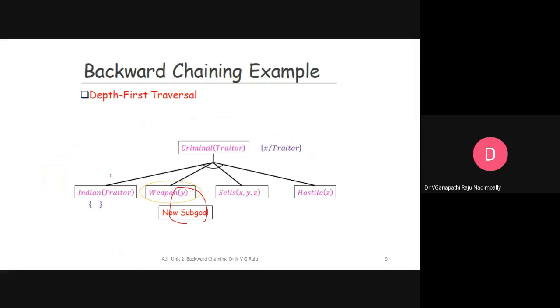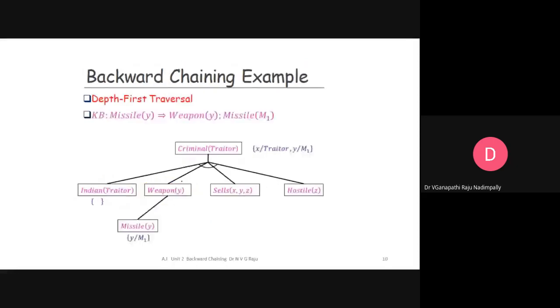Now this is already completed. Now I will start with this. Clear? Now what are my equations I have? I have missile of Y is one statement, and once I know the value of Y, I can replace wherever Y is there, I can replace it with weapon of Y.